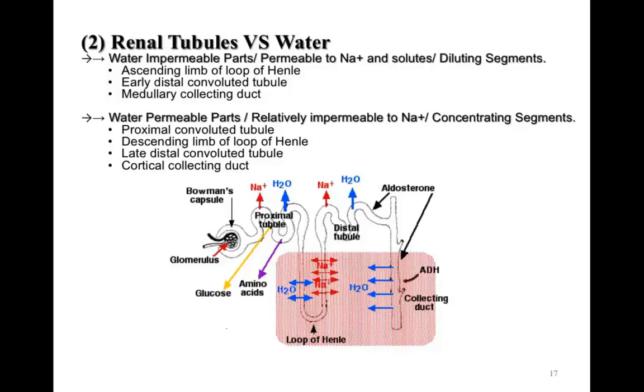On the other hand, there are some parts of the renal tubule that tend to keep water inside and are relatively impermeable to sodium. These parts are, don't forget to memorize with me: the proximal convoluted tubule, the descending limb of the loop of Henle, the late distal convoluted tubule, and the cortical collecting duct. Now, what are they called? They hate water, keep sodium, and things become concentrated. Yes, that's right, concentrating segments.